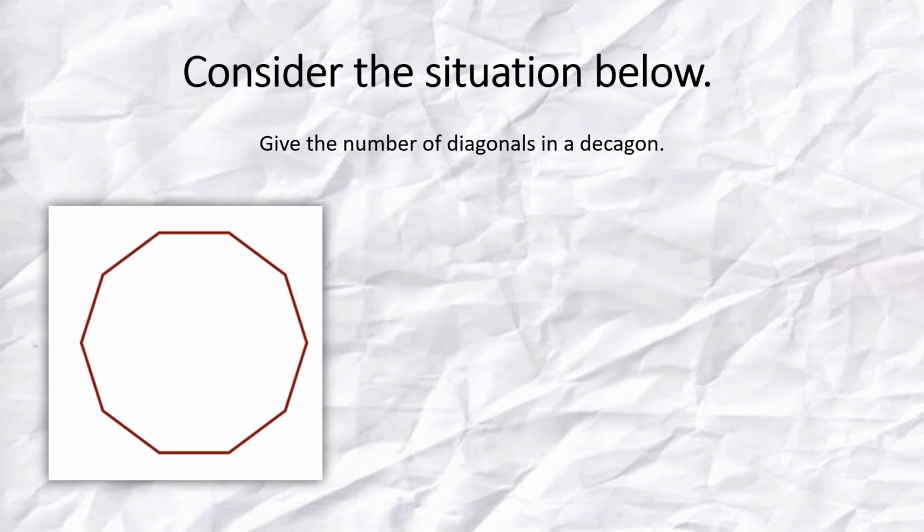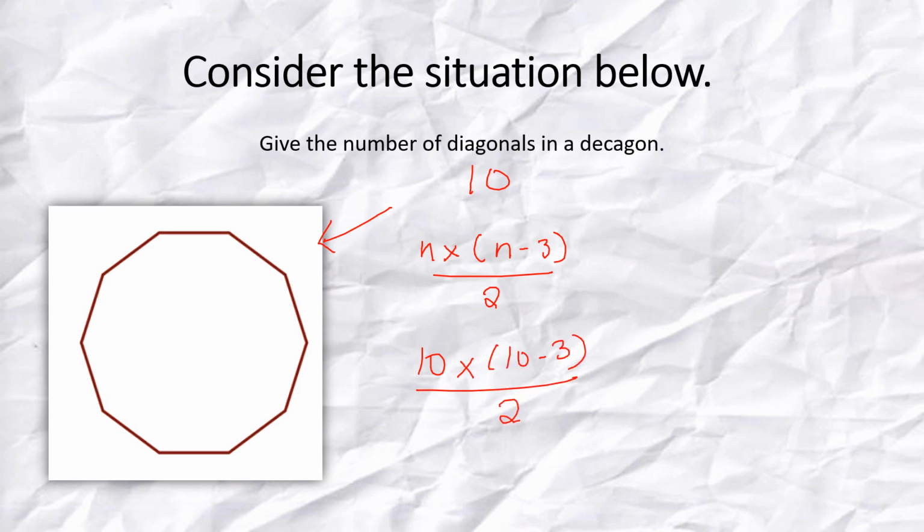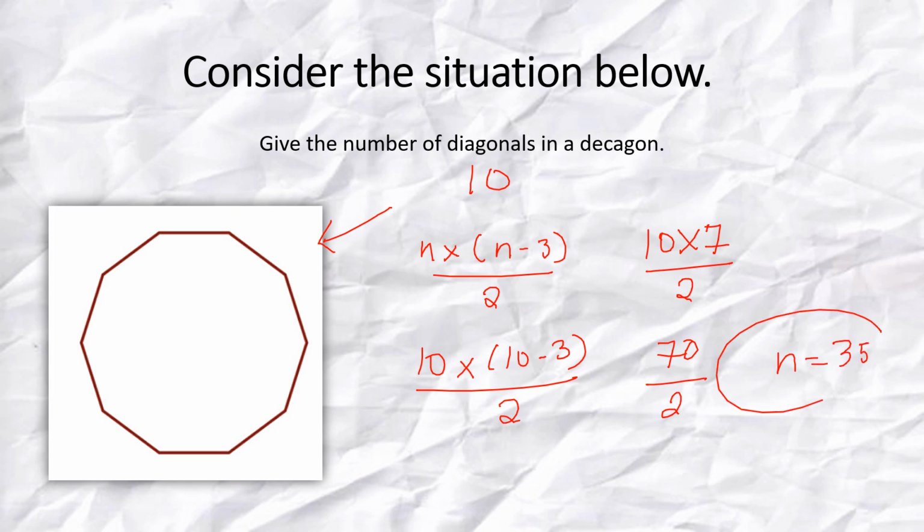Give the number of diagonals in this decagon. If you see this figure, a decagon has 10 sides. So, n times parentheses n minus 3, divided by 2. That is 10 times parentheses 10 minus 3, divided by 2. 10 minus 3 is 7, so 10 times 7 is 70, divided by 2. So the number of diagonals is 35.